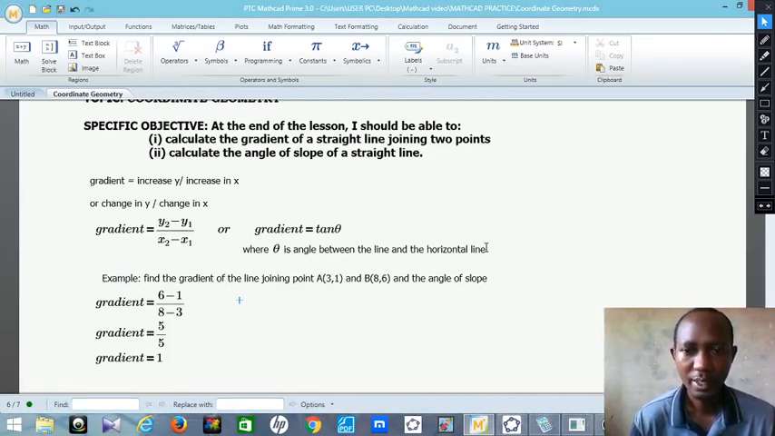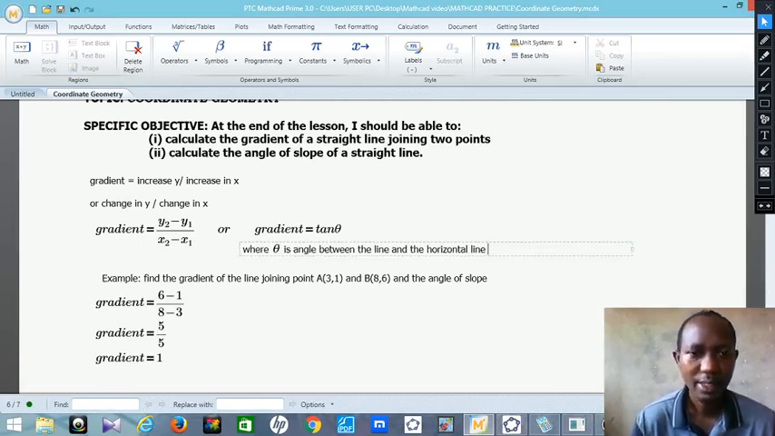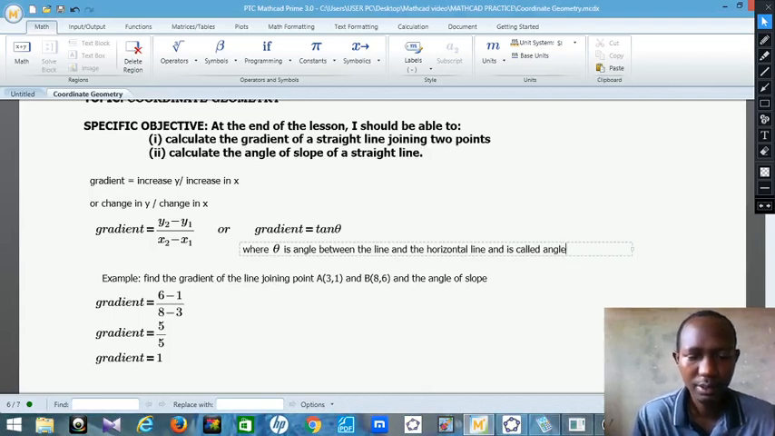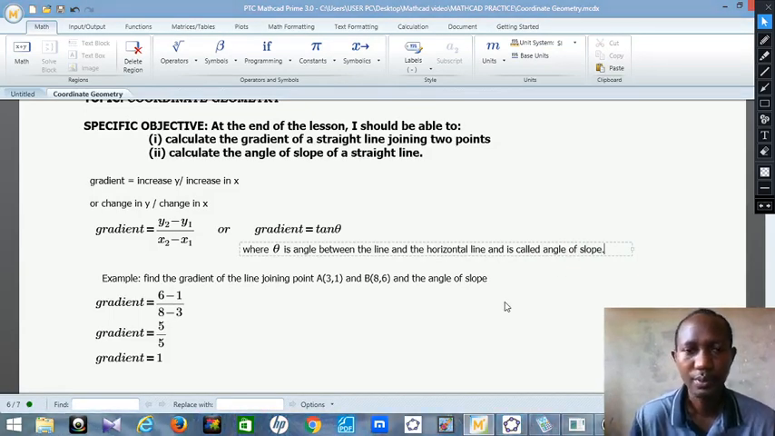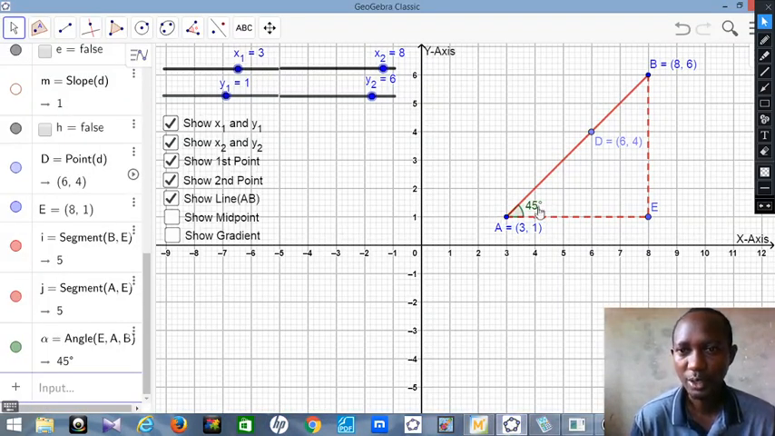Take note of that. Let me just put it in, where, so that you will not forget it. Where theta is the angle between the line and the horizontal line, and is called the angle of slope. So take note of that. So that is theta. So theta is called the angle of slope. So if I want to get the angle of slope, you can see that in this sketch, the angle of slope is 45 and the gradient is 1. You know, we have checked it, the gradient is 1 with the system.